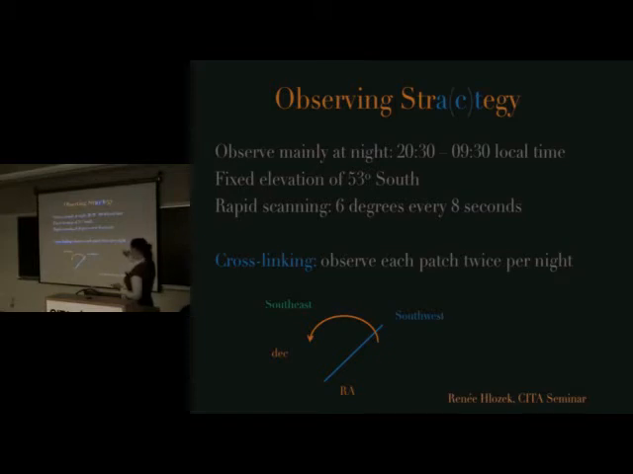We observe at a fixed elevation, and the key idea is that ACT scans the sky, so it scans 6 degrees every 8 seconds. And we use a technique called cross-linking, which means that you observe every patch on the sky twice a night. So before the middle of the night, you're observing in a southwesterly direction, and then you switch over and you observe in a southeasterly direction. And so you can understand your noise properties more because you're getting 2 passes of every patch on the sky, one from this way and one from that way.